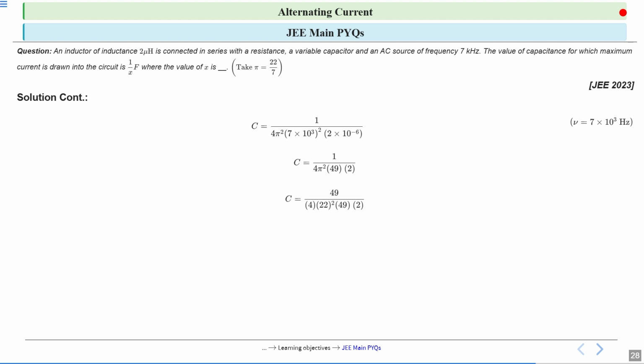So C will be equal to 49 upon, putting the value of pi as 22 by 7, 22 square upon 7 square. The 7 square goes to the numerator and becomes 49, so 49 and 49 get cancelled out. So C will become equal to 1 upon 4 into 484 into 2. So C will be equal to 1 upon 3872 farad. After comparing it to 1 by X farad, X will be 3872. So the value of X in C equal to 1 by X farad will be 3872.